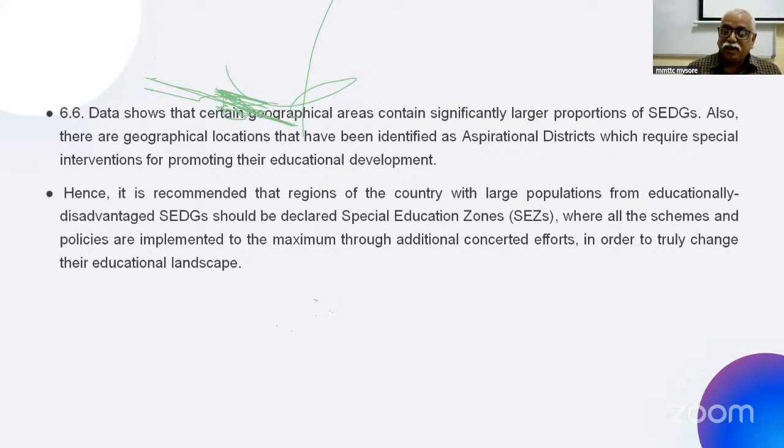So the creation of special education zones is also envisaged in this policy, and now it is up to the state and the central government to identify which areas they want, declare them, and accordingly bring new educational institutions into that area which support higher education and other related activities. So the policy is talking about SEDGs as well as SEZs, the creation of SEZs also.